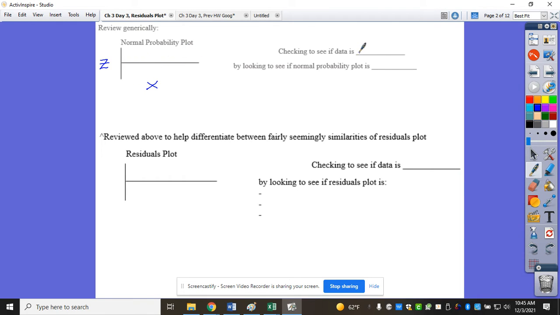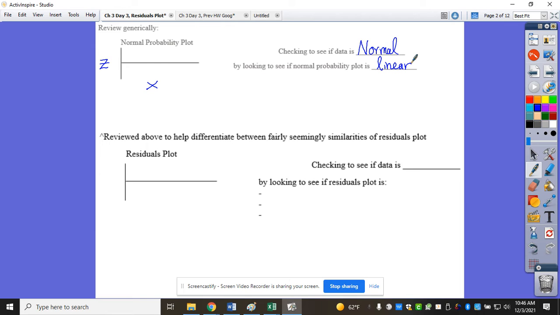So we were checking to see if the data was normal. How did we know if it was? Because the normal probability plot would look linear. You don't need to draw on it, but you need to know what the labels are. The reason I bring that up is because that looks very similar to what we're doing here, except we're checking something completely different. And these are the two graphs that we do where our x-axis goes straight through the middle.